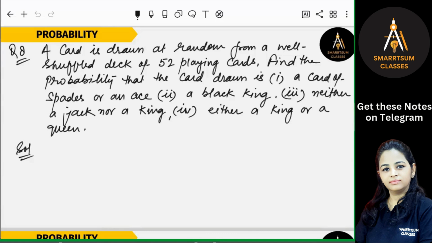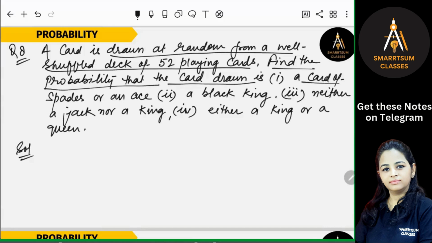Now, look at this question. Question number 8. A card is drawn at random from a well-shuffled deck of 52 playing cards. Find the probability that the card drawn is a card of spades or an ace. In the second part, find the probability of getting a black king, then neither a jack nor a king, then either a king or a queen. So these are the five parts of this question where we have to find the probability of each one of them.